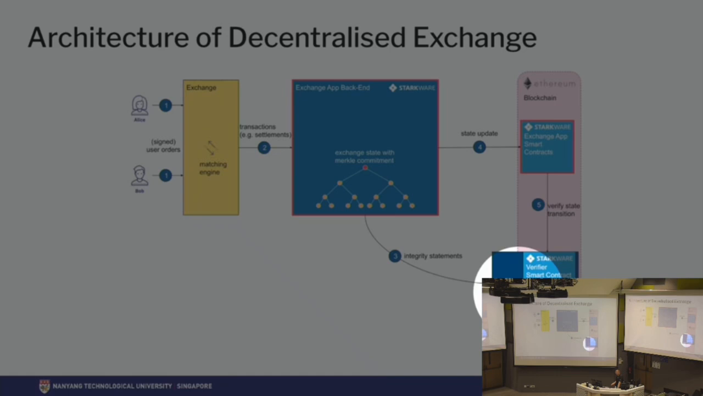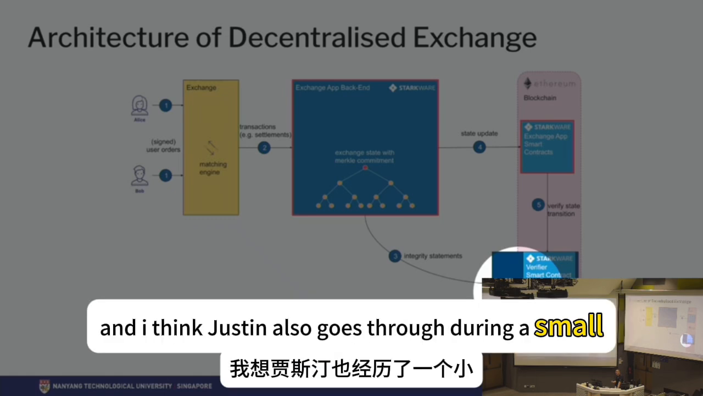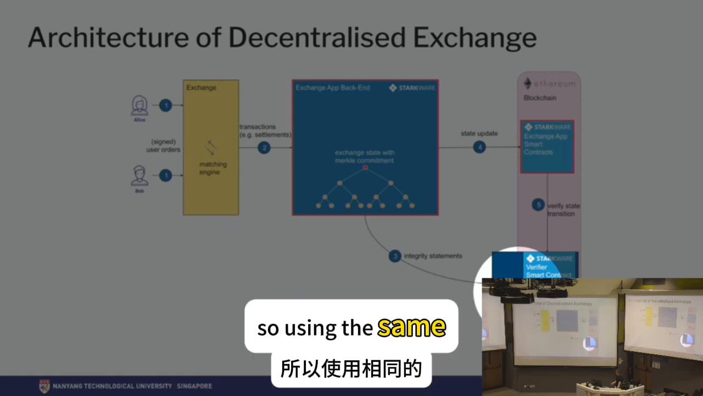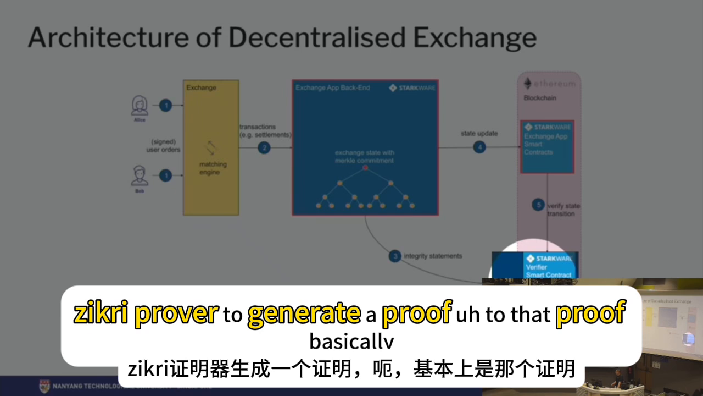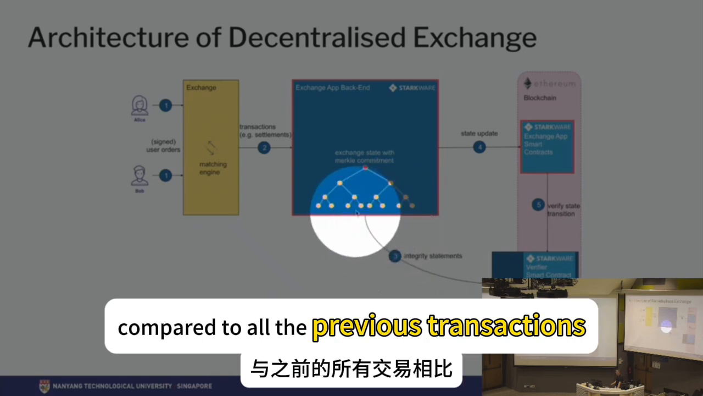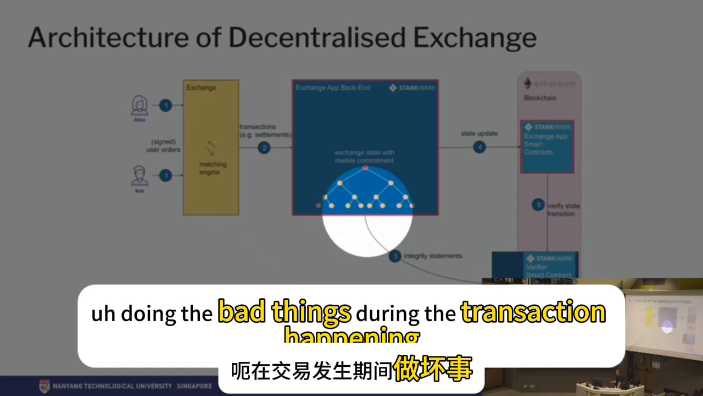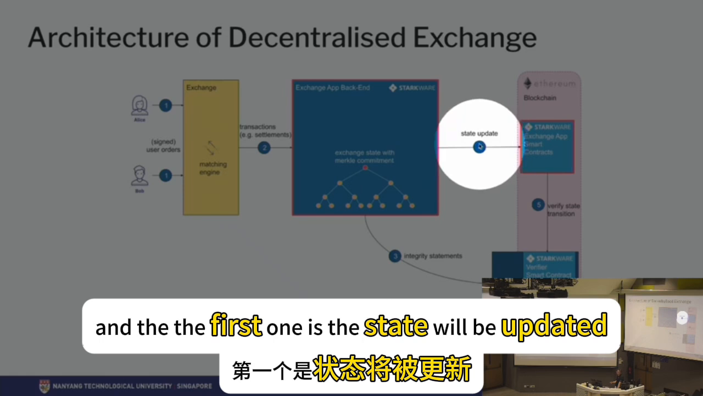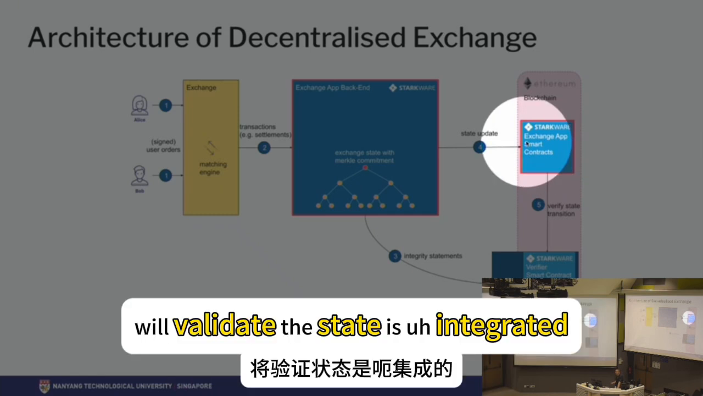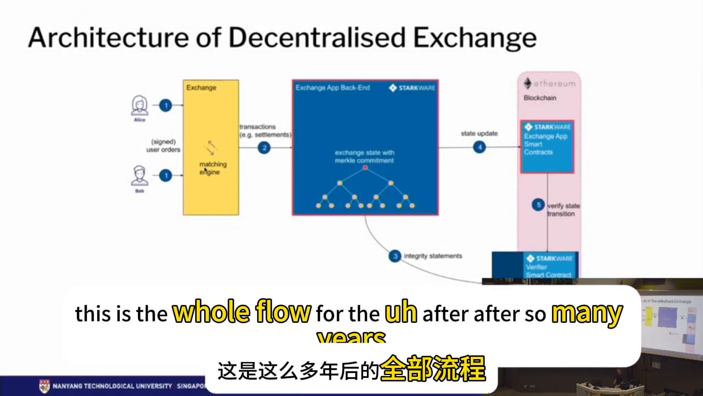If you still remember, Prof. Guo went through the zero knowledge proof, and I think Justin also went through the ZK proof during a small semester. So using the same ZK prover to generate a proof. That proof basically is able to prove this transaction compared to all the previous transactions. This transaction is integrated, and no one is doing bad things during the transaction. And the fourth one is the state will be updated once they generate the proof. And this small contract running on Ethereum will validate the state is integrated and no one is touching around it.